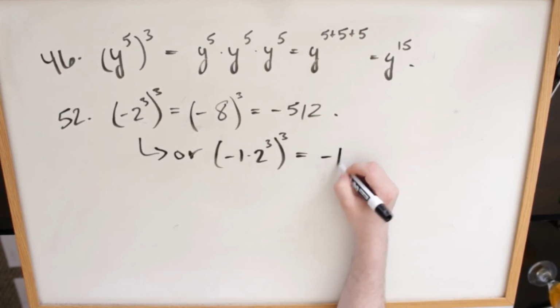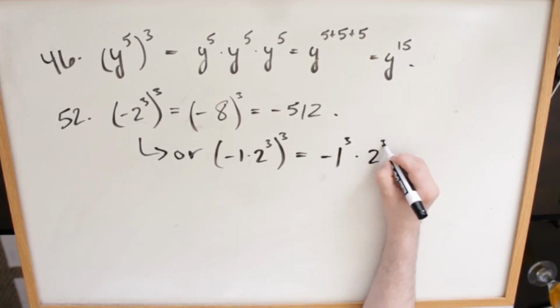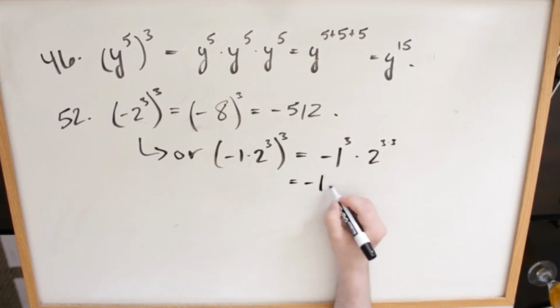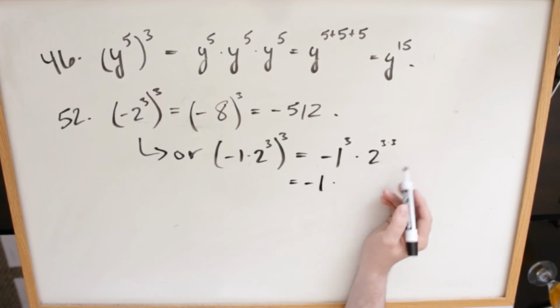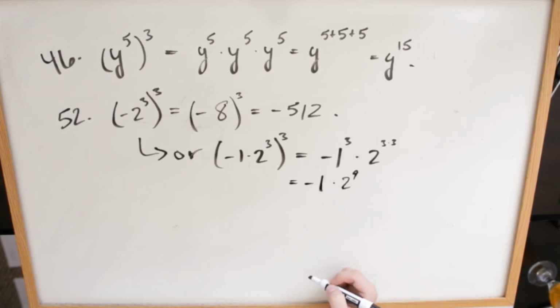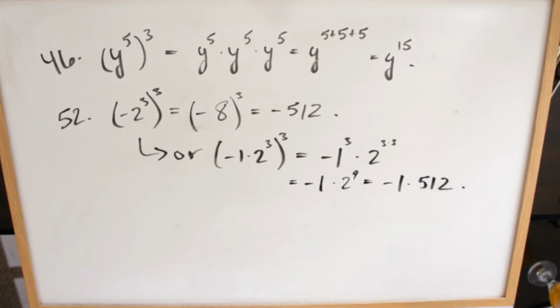So this is actually like a minus 1 to the third times 2 to the 3 times 3, which is equal to a minus 1 times 2 to the 3 times 3, which is 2 to the 9th. So 2 to the 9th is the same thing as negative 1 times 512. There you go. So that's another way to do it. You might think, well, that's way more complicated. Yeah, it might be, but it's another way to do it. So you might like that way better.